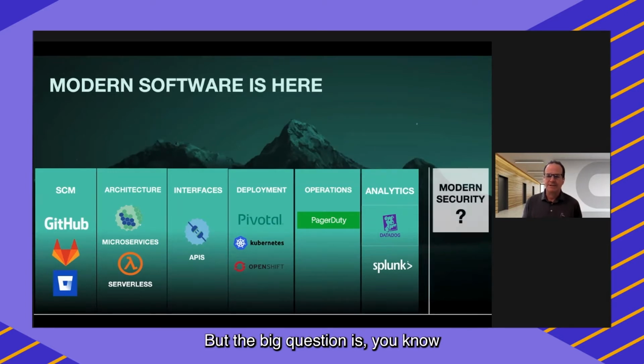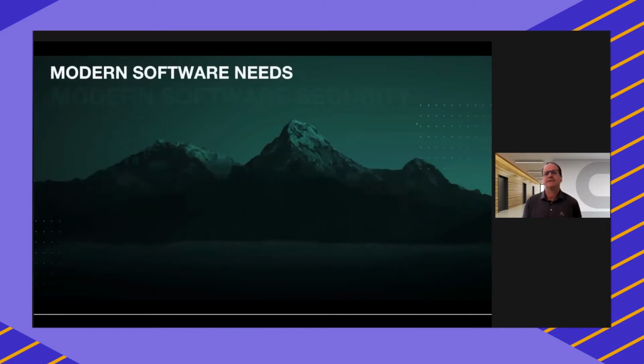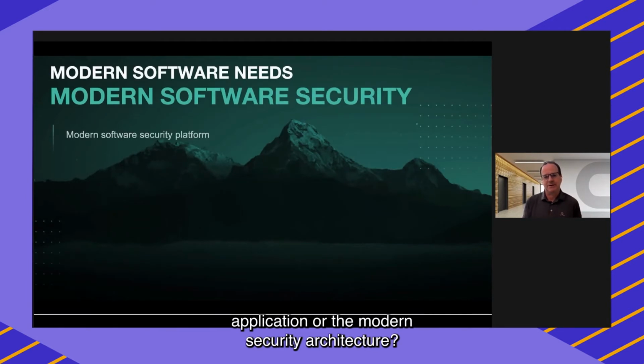But the big question is, what's the modern application security architecture? And that's really where we come in.